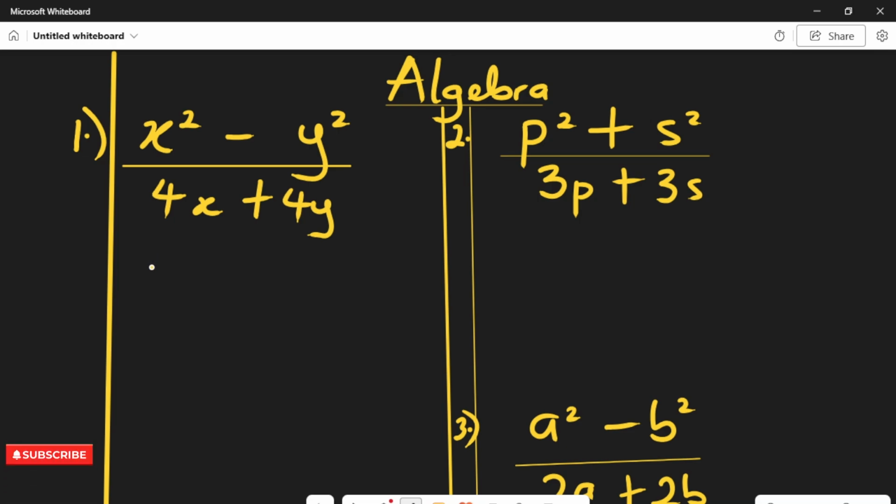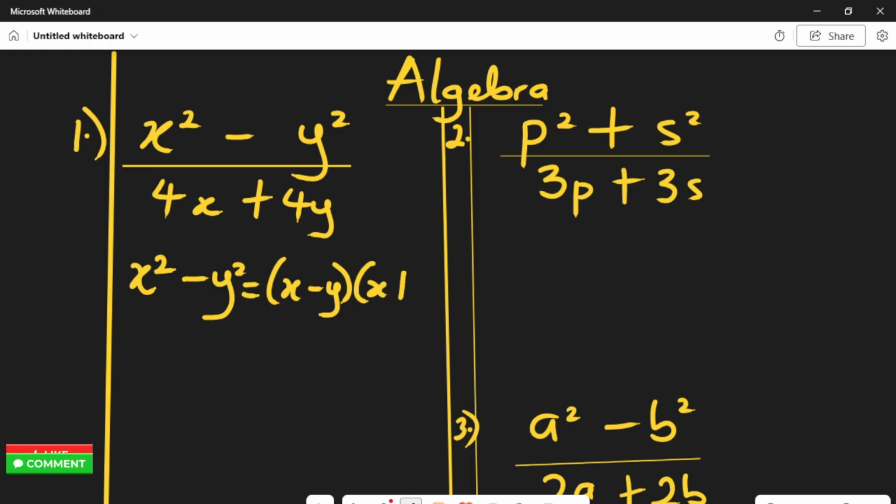The challenge we have before us today is this algebraic expression, and we are going to solve it together. The first thing we have to understand is that x raised to the power of 2 minus y raised to the power of 2 is the same thing as (x minus y) then (x plus y).